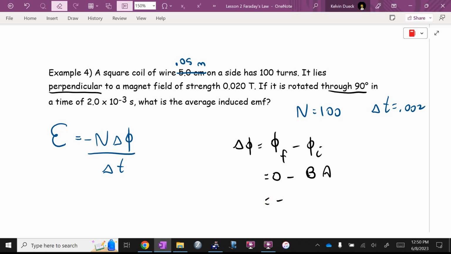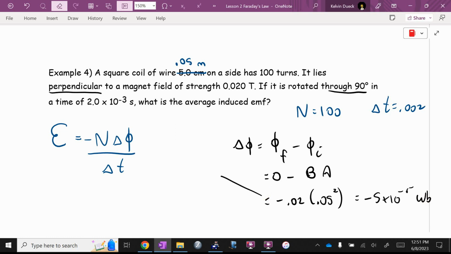Daniel, what's the magnetic field strength? What's the area? It's a square, so I guess it's going to be 0.05 squared. What do you get for the change in flux? I'm going to write that in scientific notation. I think the 5 is the fifth digit after the, yeah, negative 5 times 10 to the negative 5 units for flux or change in flux. Yep.